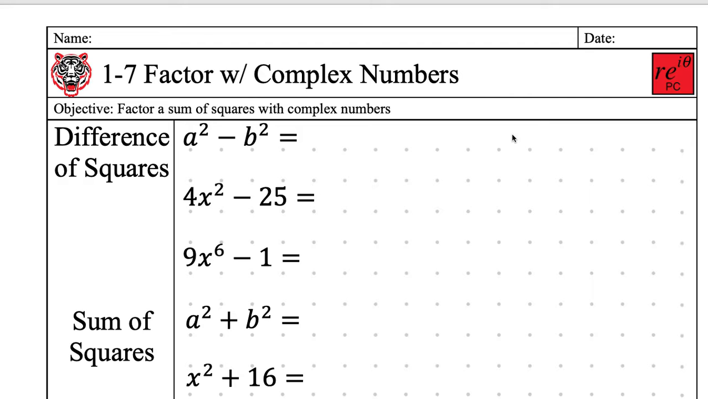Quiet raised hand. Looks like Andrea's first. Factor sum of squares with complex numbers. That's it. And it seems like it should be pretty easy because it's so easy to say, but it's kind of hard to do. Yeah, so it's going to be 50 XP to Andrea.